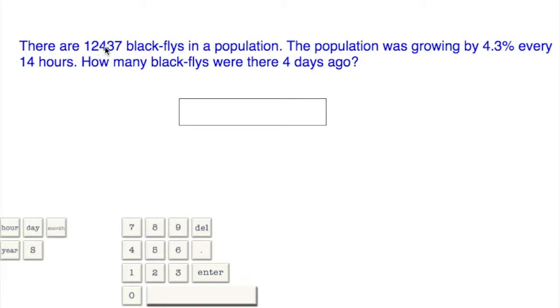There are 12,437 black flies in a population. The population was growing by 4.3% every 14 hours. How many black flies were there 4 days ago?